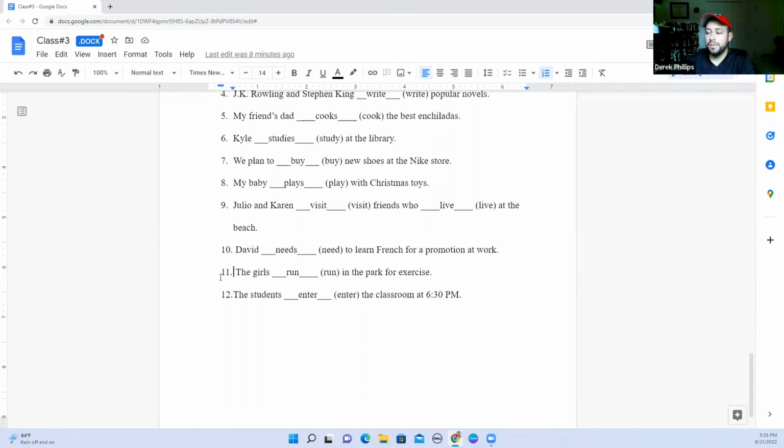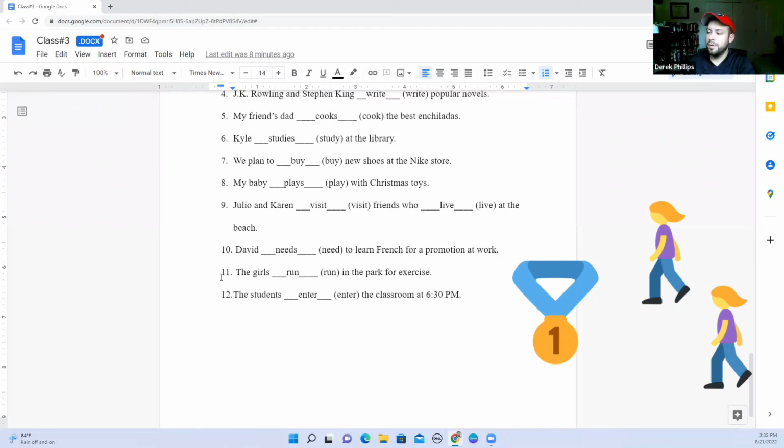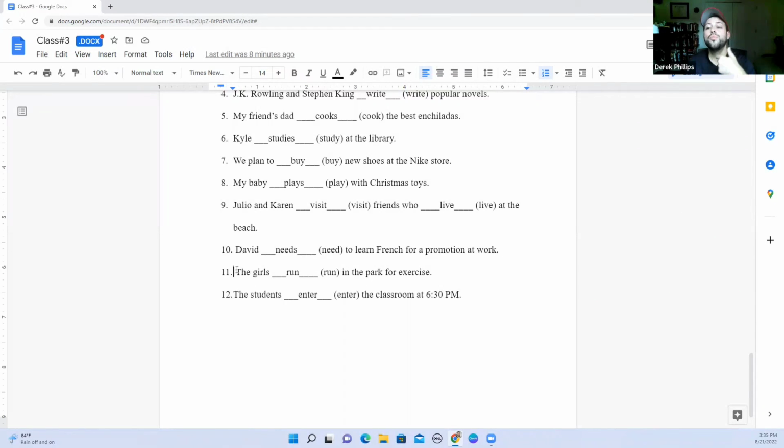Number 11, the girls run in the park for exercise. Remember, the girls, we can also use the pronoun they, because in English, gender does not matter. Girls, boys, they. So no S. We have multiple girls here, maybe 2, maybe 3, 4, 5. We don't know, but it's okay because we can use they. They run. The girls run in the park for exercise.